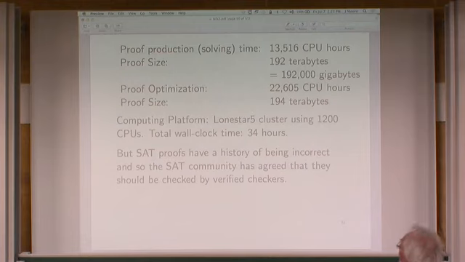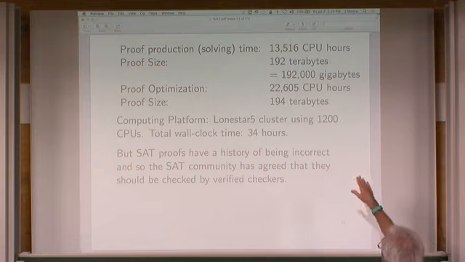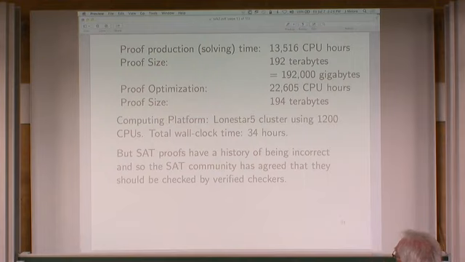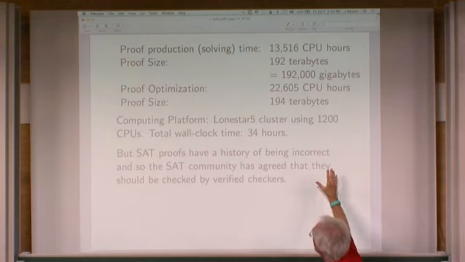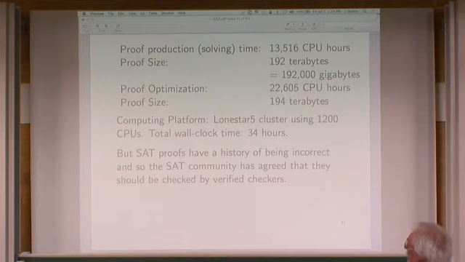What do I mean by the proof is big? To produce the proof took 13,000 hours of CPU time. The proof is almost 200 terabytes, okay, so that constitutes a big proof. It took him 22,000 hours to optimize the proof, which is actually a slightly bigger proof that's easier to check. And the optimized proof is 194 terabytes. And all of that was done on a cluster of 1,200 CPUs and took 34 hours of wall clock.